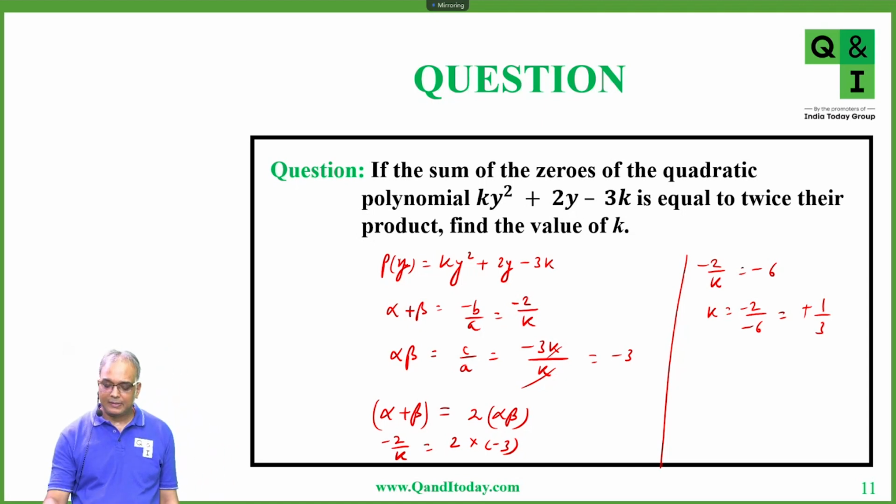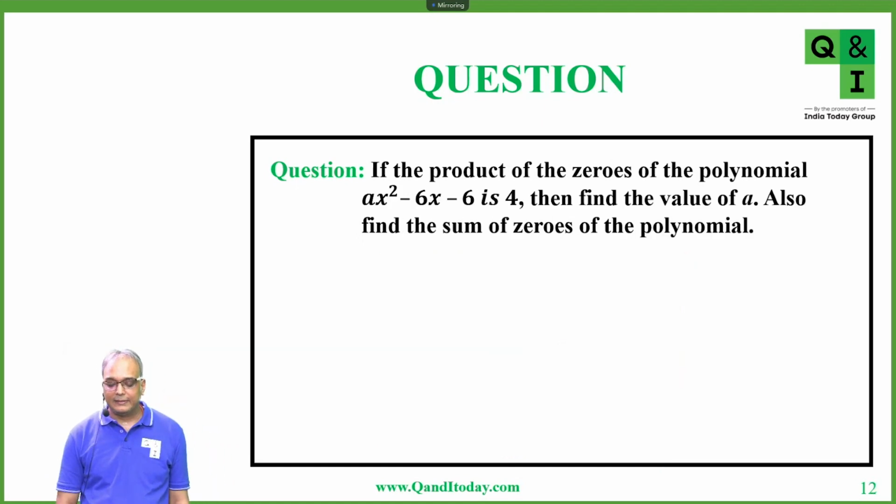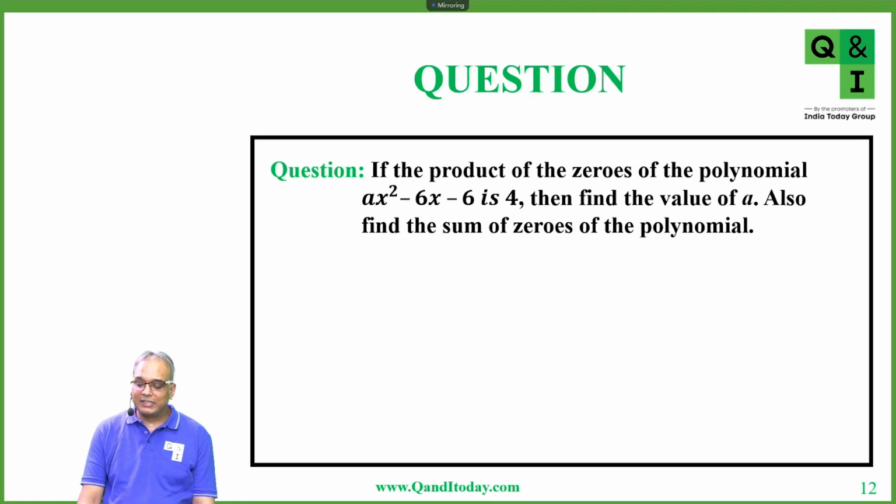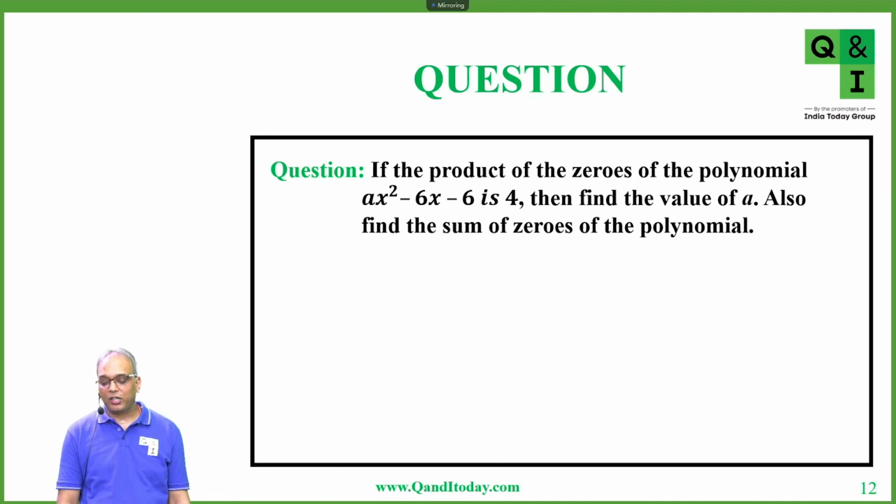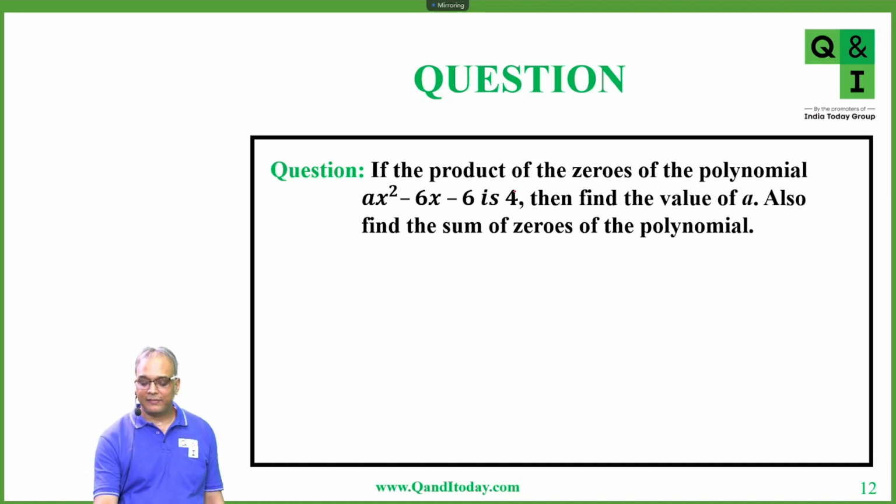Yeah. So next question is, if the product of the zeros of the polynomial ax square minus 6x minus 6 is 4, then find the value of a. Also find the sum of the zeros of the polynomial. So product of the zeros is 4 is given. You have to find the value of a and then the sum of the zeros.